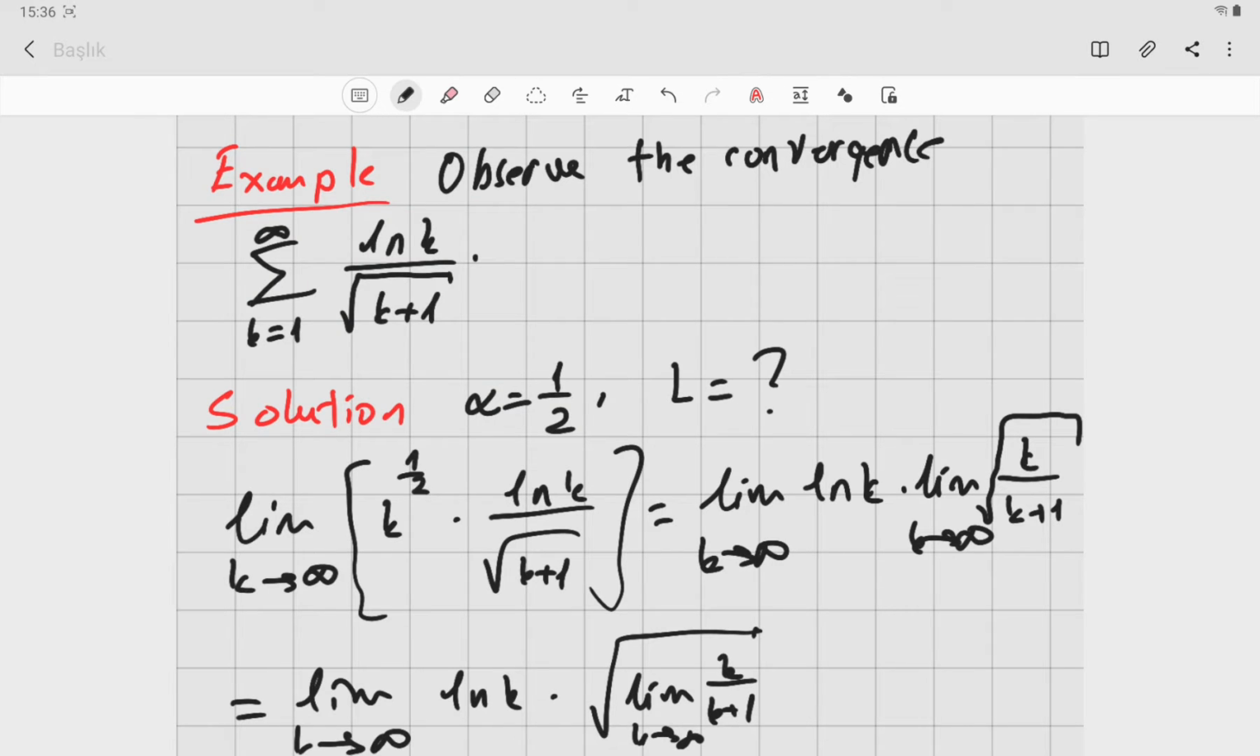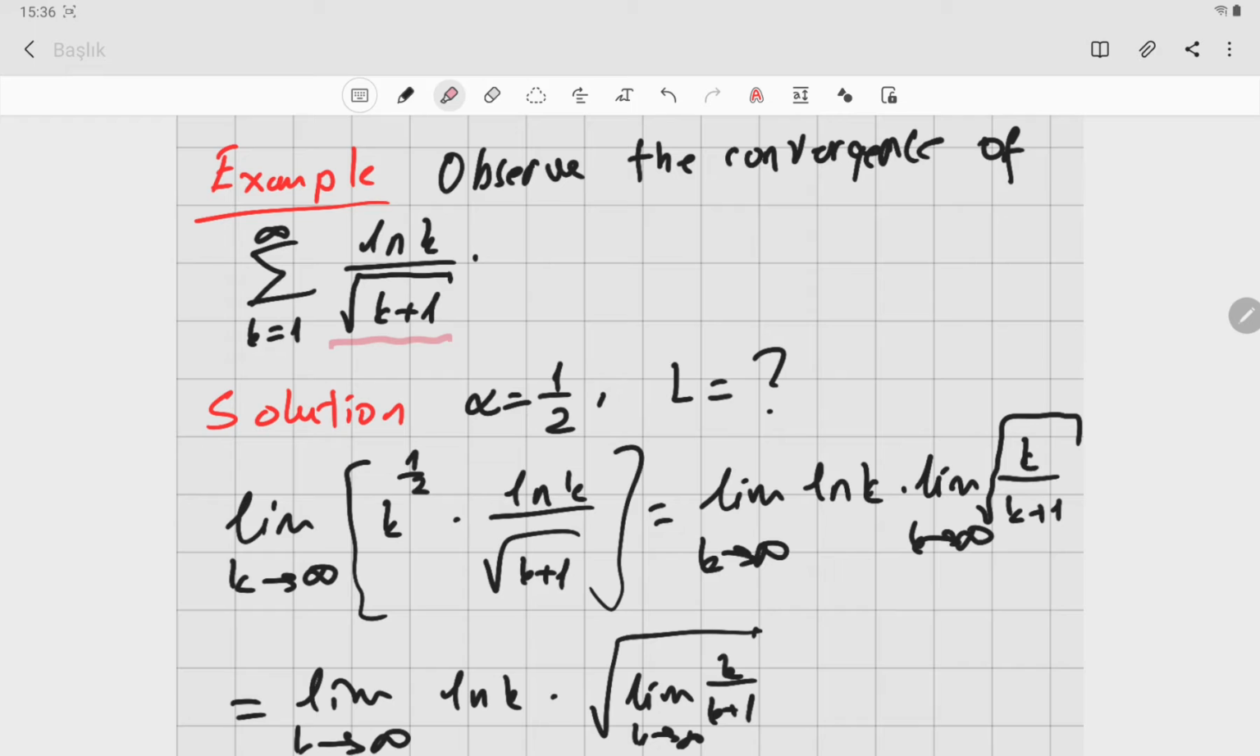Okay, we have an example, and we are going to observe the convergence of this series. Its general term is logarithm k over square root k plus 1. This is the general term.